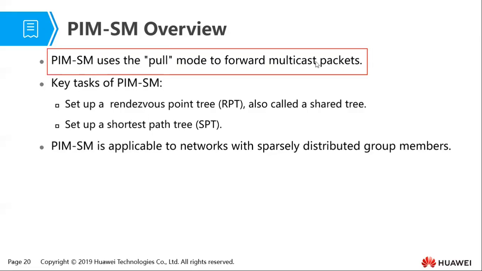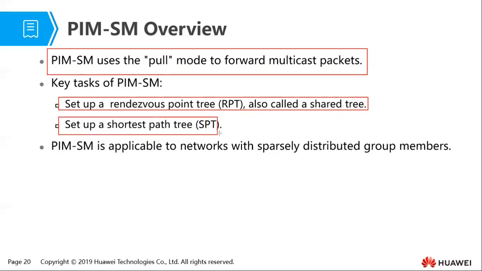Now, as I said, PIM-SM is usually used for networks with a large number of sparsely distributed group members, like the internet. Now, the key tasks of PIM-SM is, number one, it has to set up what we call an RPT, or rendezvous point tree. And number two, it has to set up an SPT, shortest path tree.